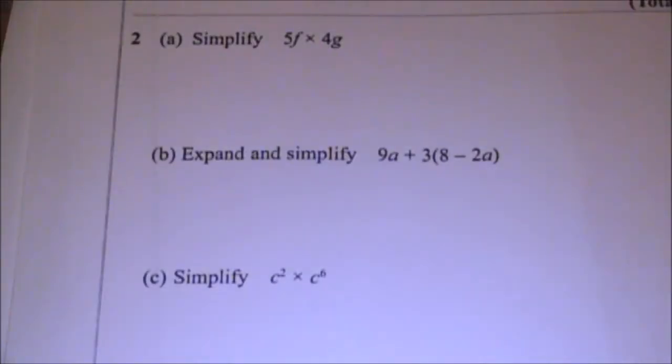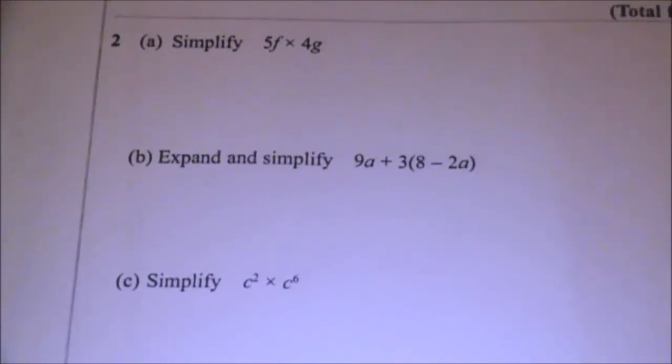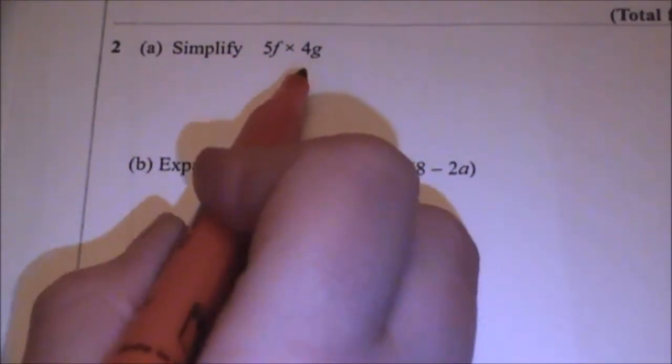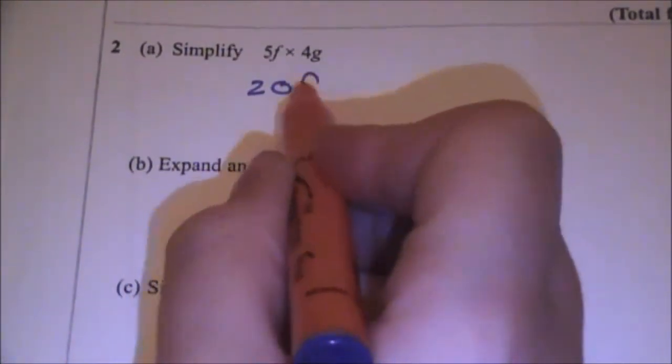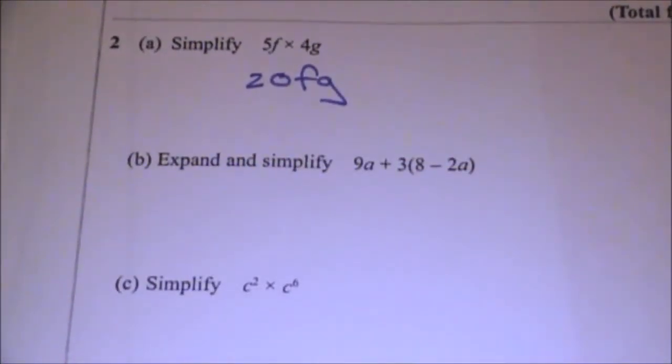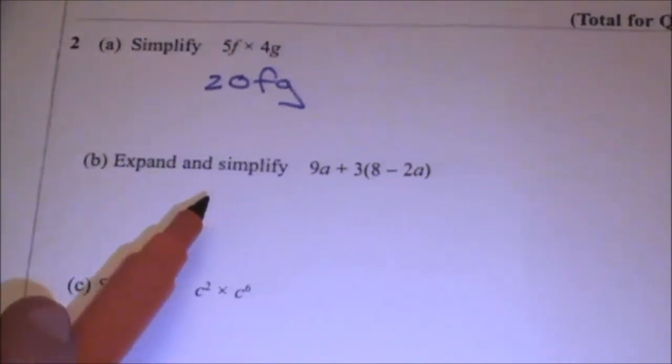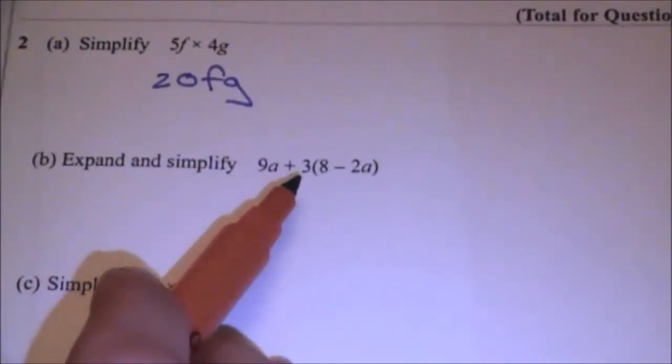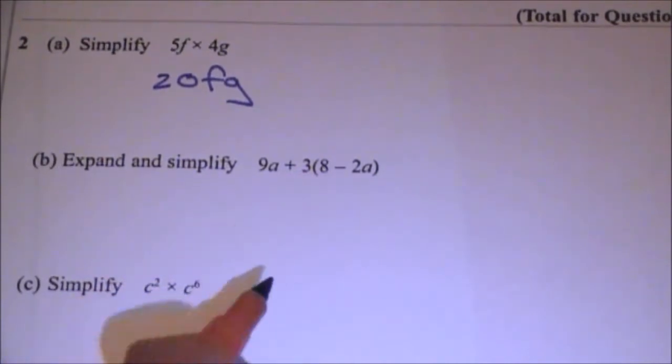Question 2 is a lovely algebra question. Again, straightforward. Simplify 5f times 4g. Well, 5 times 4 is 20, and f times g is fg. 1 mark. Expand and simplify 9a plus 3 open bracket 8 minus 2a.